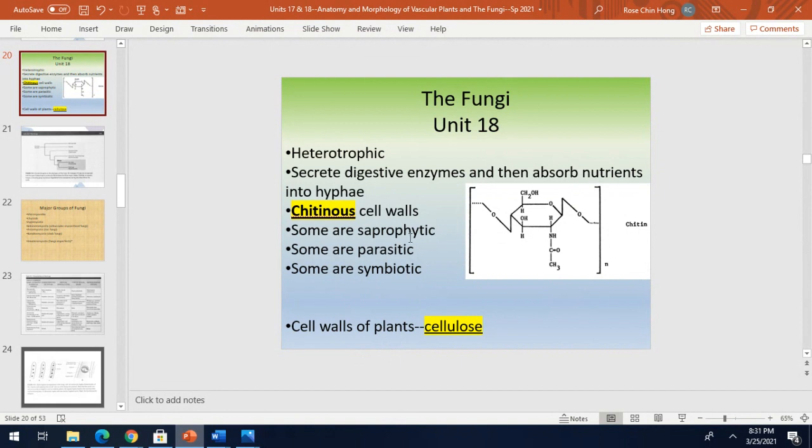All right, so here the cell walls are made of chitin. This is the structure of chitin here. And also we have to know that the cell walls of plants are made of cellulose, and also that we did the protist oomycete, which is the water mold. Their cell walls are also made of cellulose, the same as the plants.